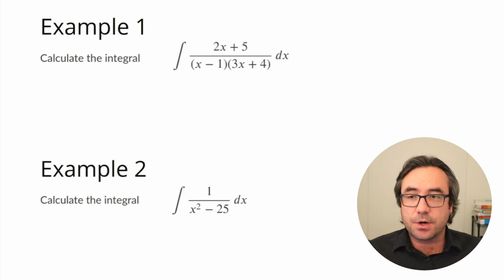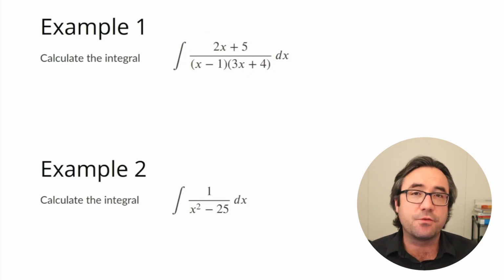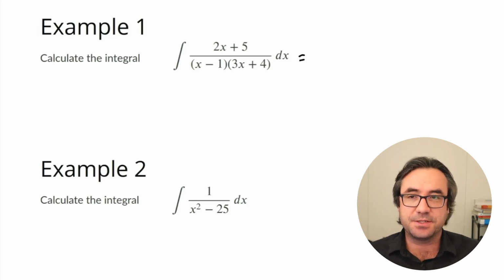Now, these were both rational functions that we've already found their partial fraction decomposition of. We did these in class and in the last prep video. So for the first one, this rational function, 2x plus 5 over x minus 1 times 3x plus 4, we did the partial fraction decomposition for this.